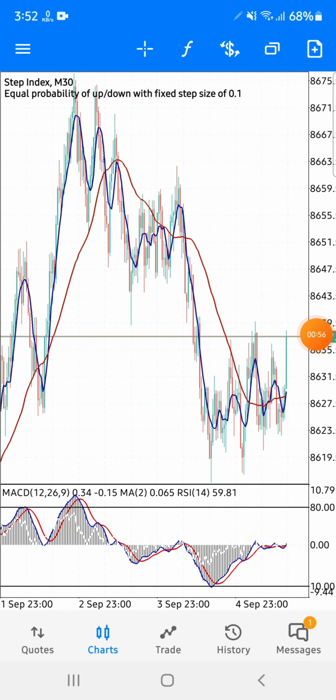Alright guys, so clearly on our main chart you can see it's a Step Index M30 time frame. Mind you, the strategy works for all time frames. Just make sure all conditions are met on that particular time frame before you take an entry. So this one, as you can see, is on the main chart.